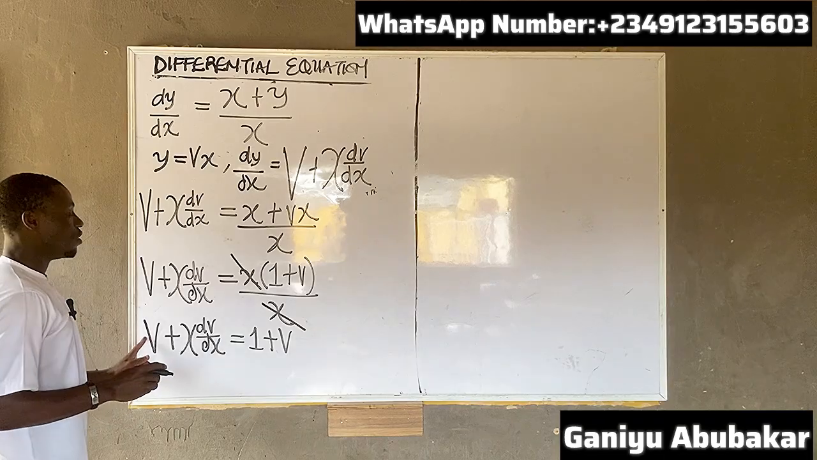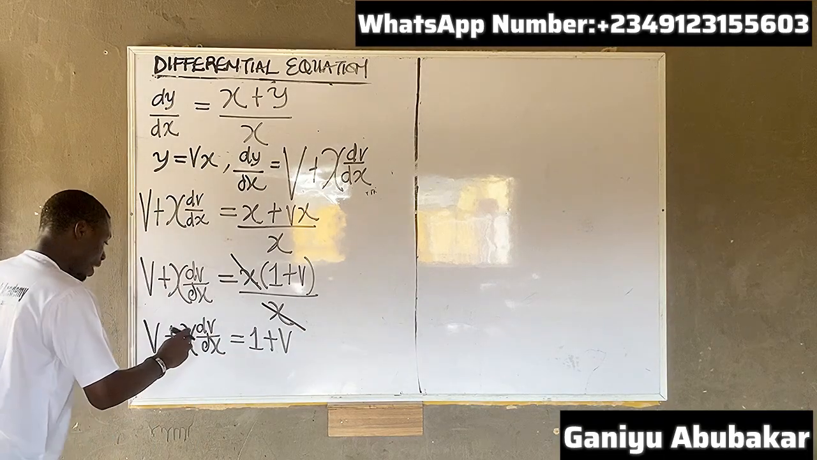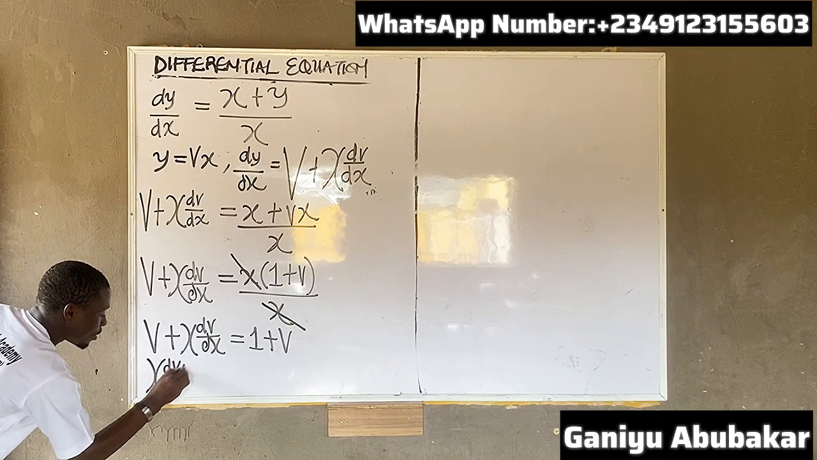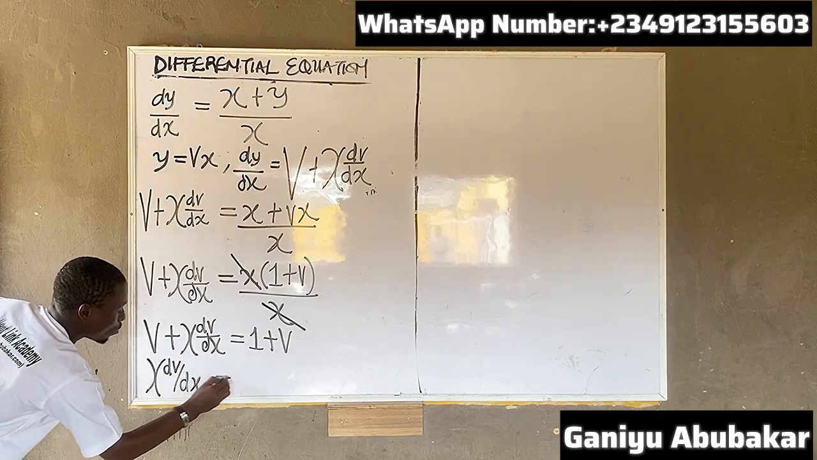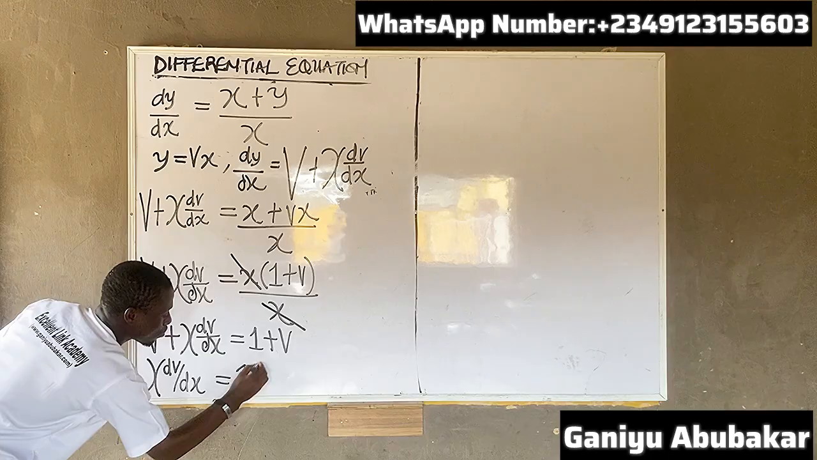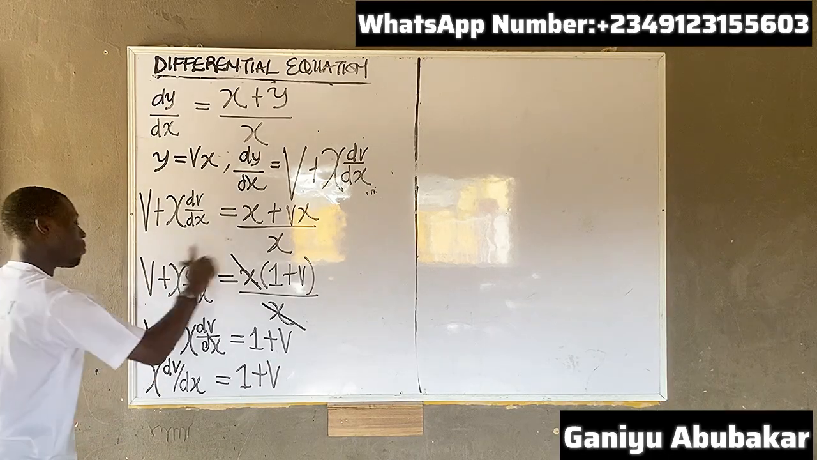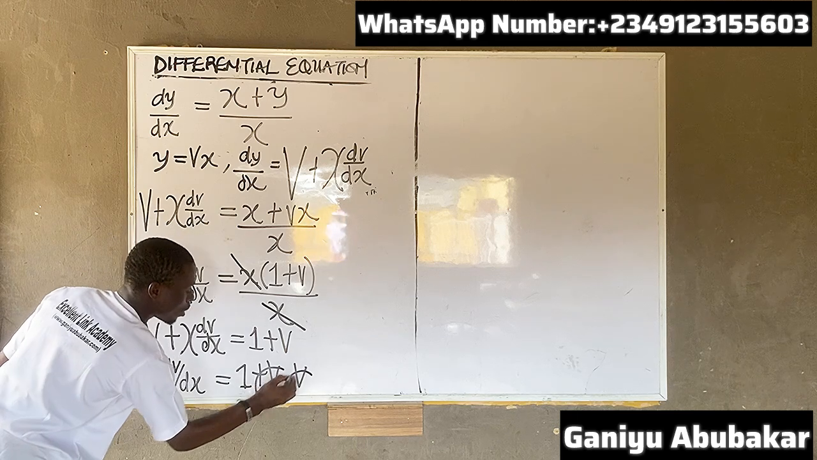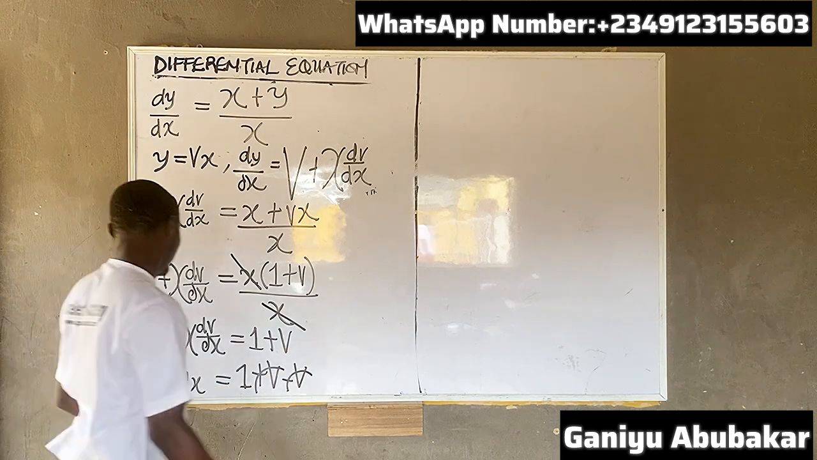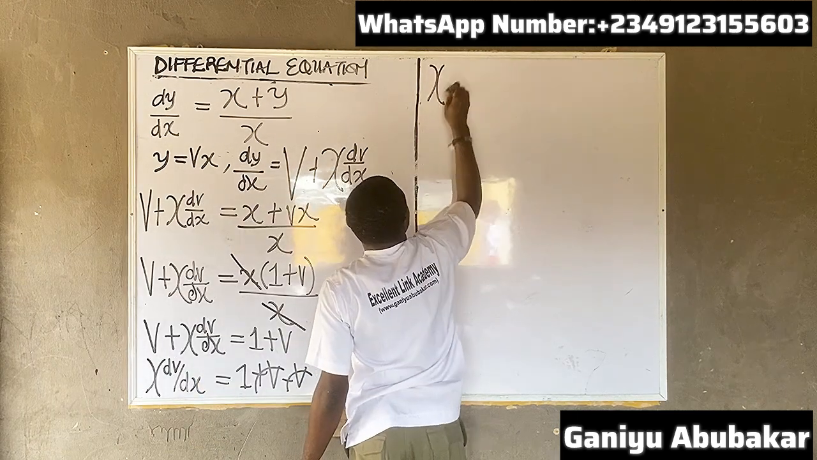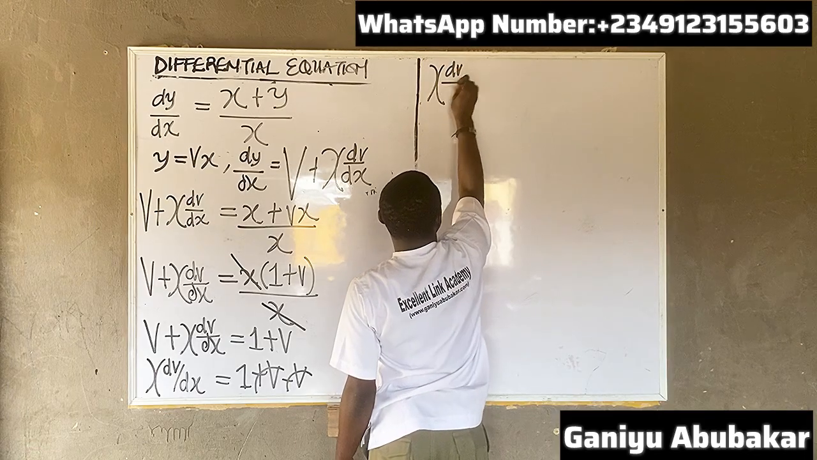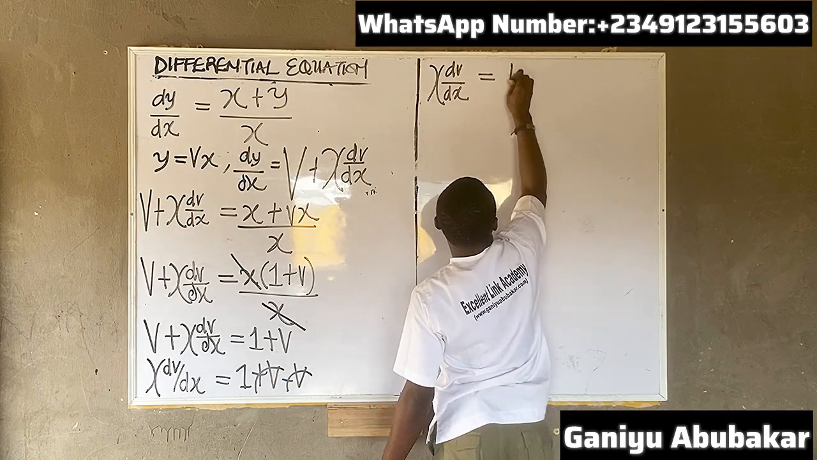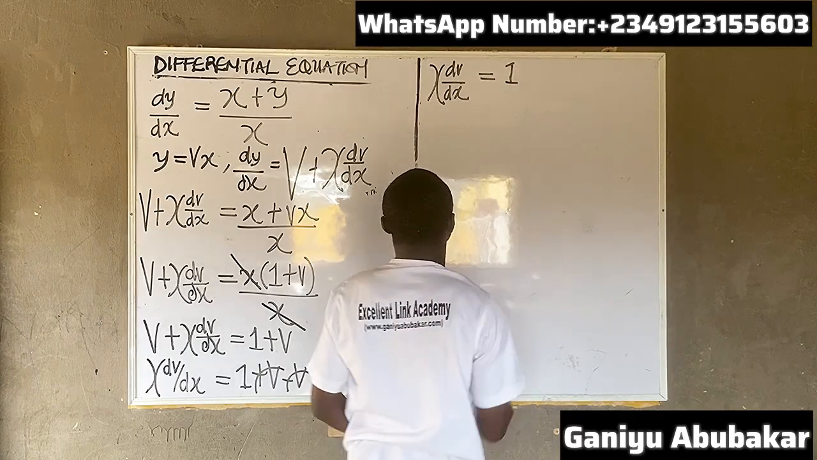Next, take this v to the other side. I will have x dv/dx left, which is equal to 1 plus v minus v. Plus v cancels out minus v. I have 1 left. This gives you x dv/dx is equal to just 1. So I have 1. Alright.